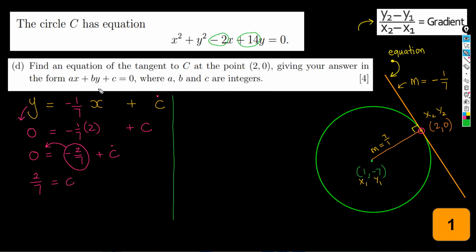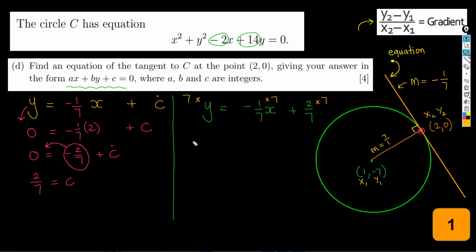Now, here's the thing. They want the equation of the circle in this format. So this is what we know so far. y is equal to minus 1/7 x, and we just found out c to be 2 sevenths. We need to get rid of the sevenths because they want it in a nice flat form like this. So remember in maths, whatever you do to one side, you have to do to the other side. So if I multiply everyone on this side by 7, I have to make sure I multiply everyone on the other side by 7.